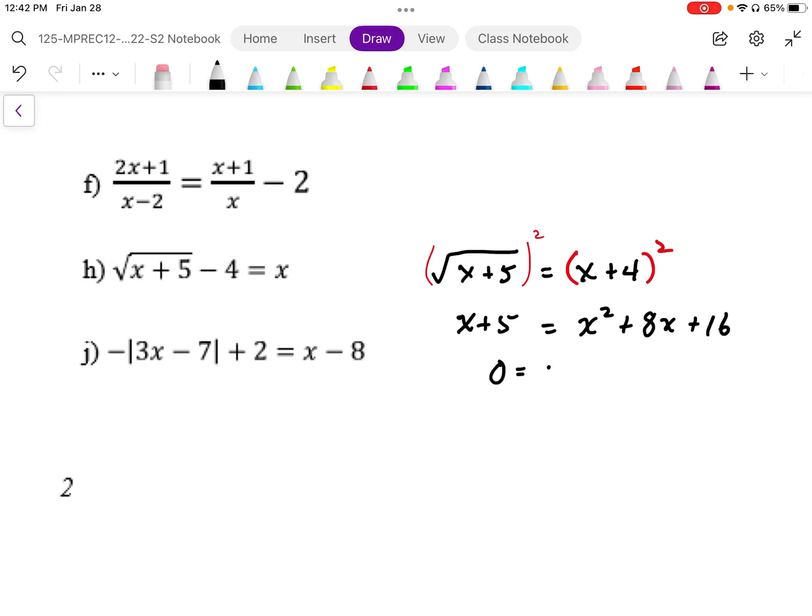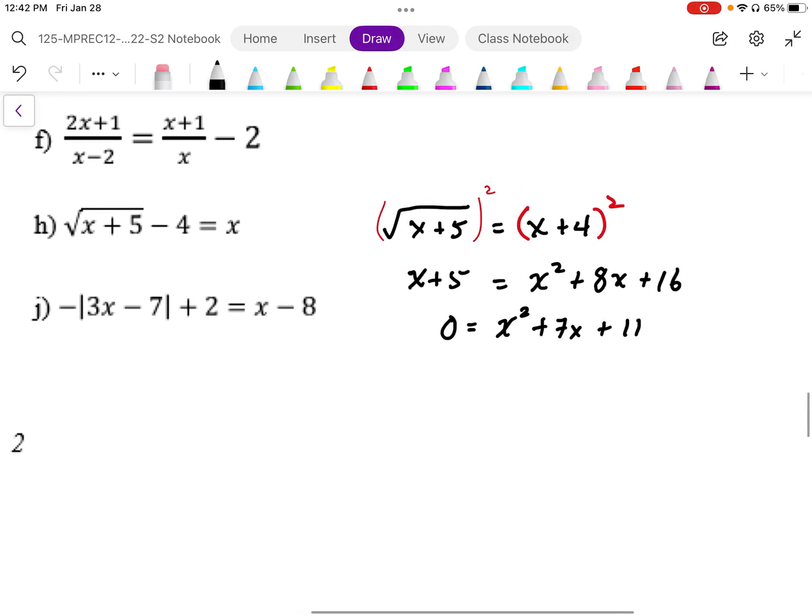So now we can put it into the quadratic formula. So we're going to end up with x squared plus 7x, make it equal to 0 first, plus 11. Once I have that, I can either factor or put it into the quadratic formula. In this case, I'm going to put it into the quadratic formula because it doesn't factor.